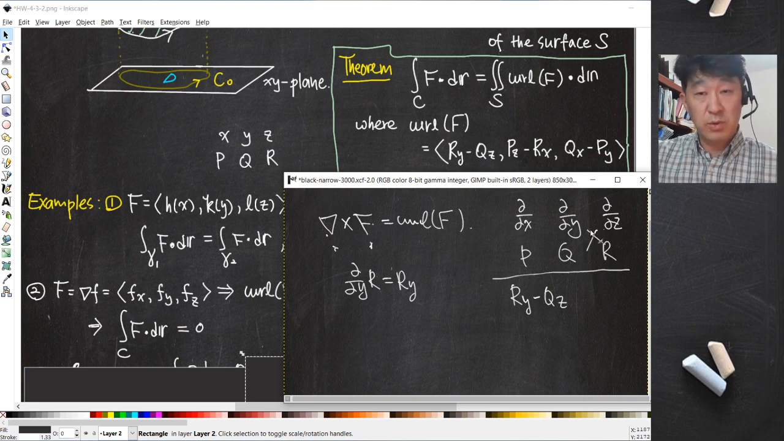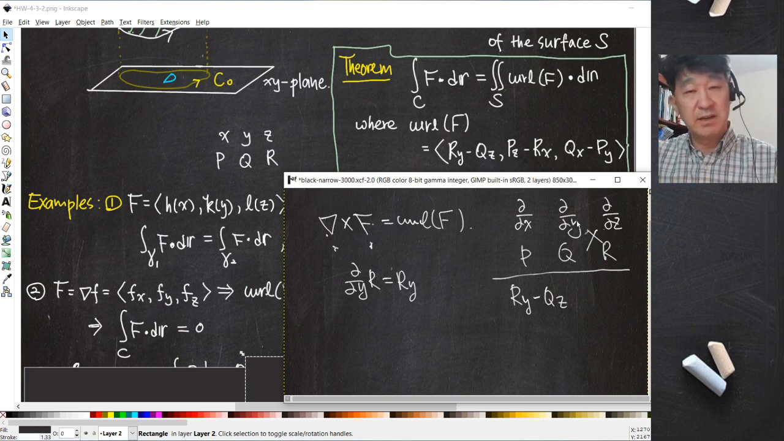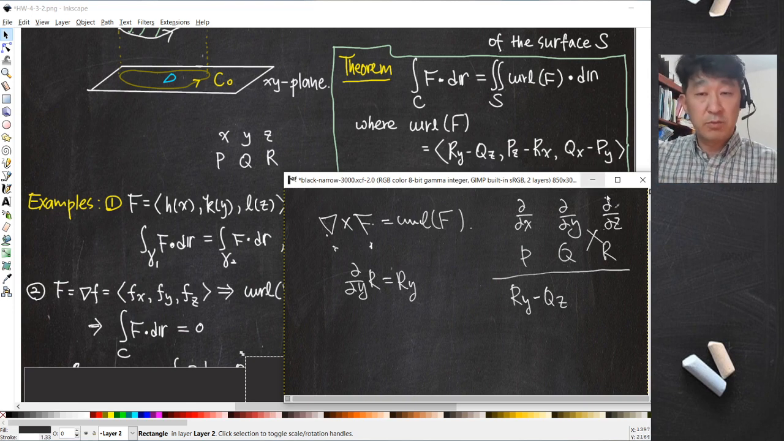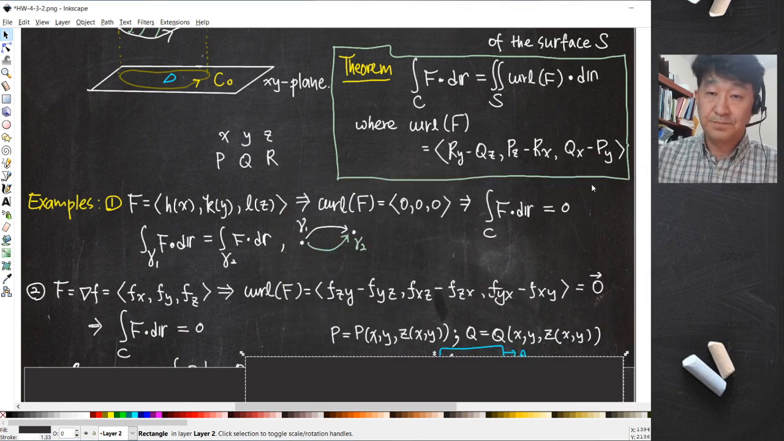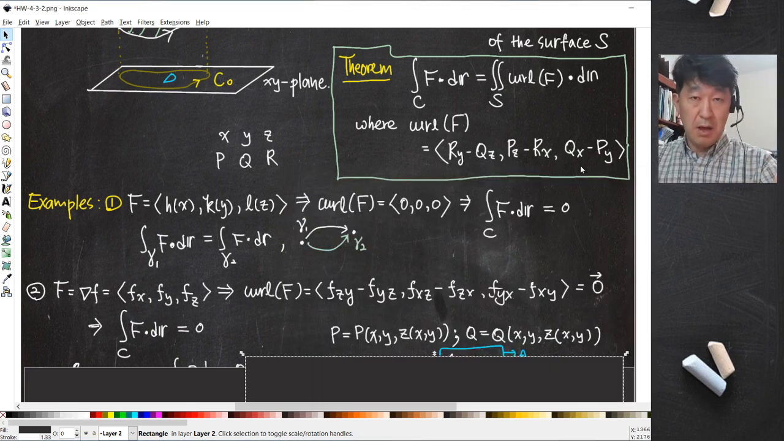The second one is missing. It's not this one because the sign is alternating. You have to do this one first. So Pz minus Rx. Remember the alternating sign of the cross product. The third one will be removing this one and doing this 2 by 2. So you can see that's Qx and that's Py.